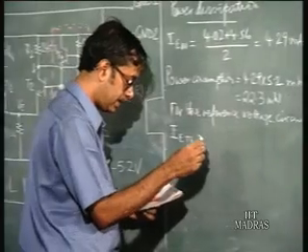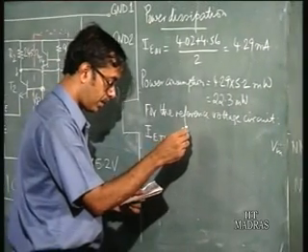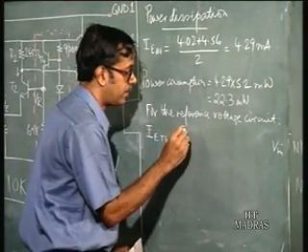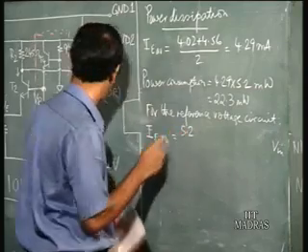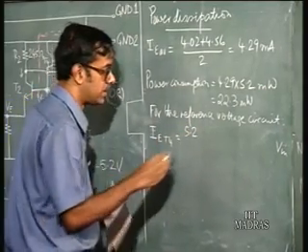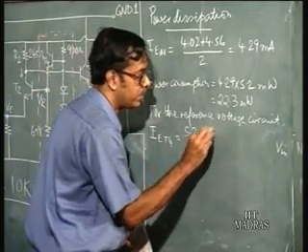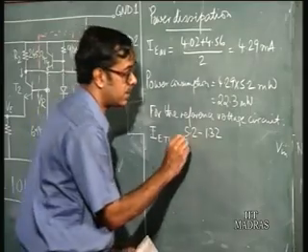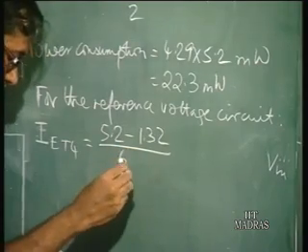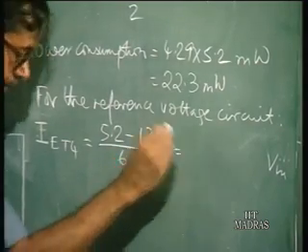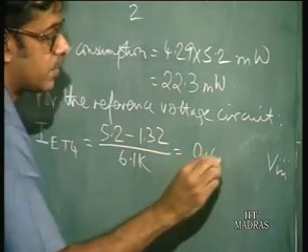So, that is the difference, reference voltage and the supply. So, 5.2 minus 1.32, that is the drop across the resistance, divided by 6.1 K, that is equal to 0.64 milliamperes.